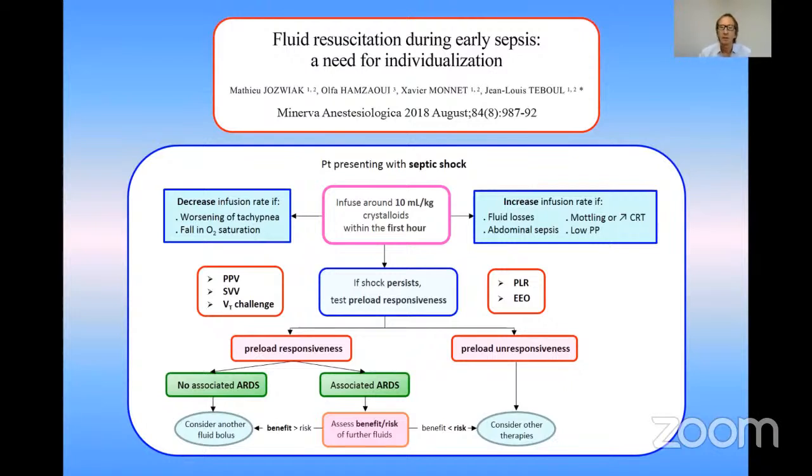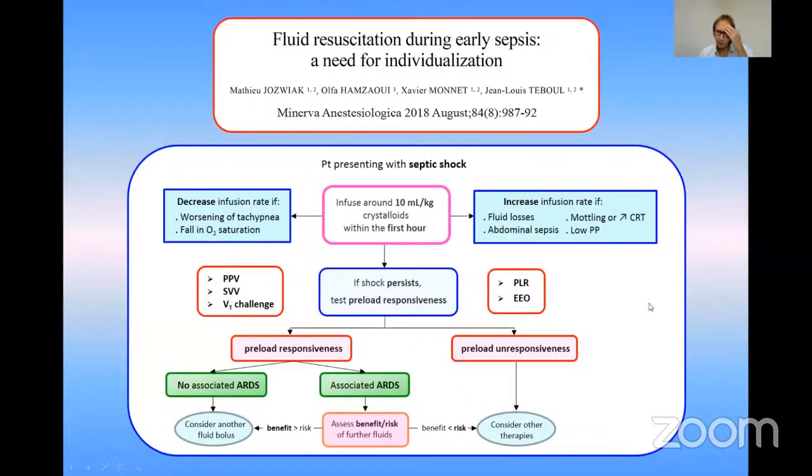And if shock persists, it is time to test fluid responsiveness using whatever you want. There are now many dynamic indices of fluid responsiveness, and we can continue fluid administration if the patient is fluid responsive, and if the patient has some ARDS, we also need to assess the benefit-risk of fluid administration and give fluids if the benefit is higher than the risk, of course. In case of unresponsiveness, we should choose other therapies.